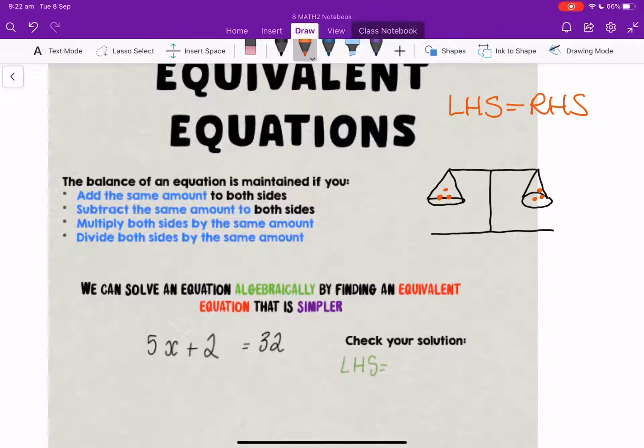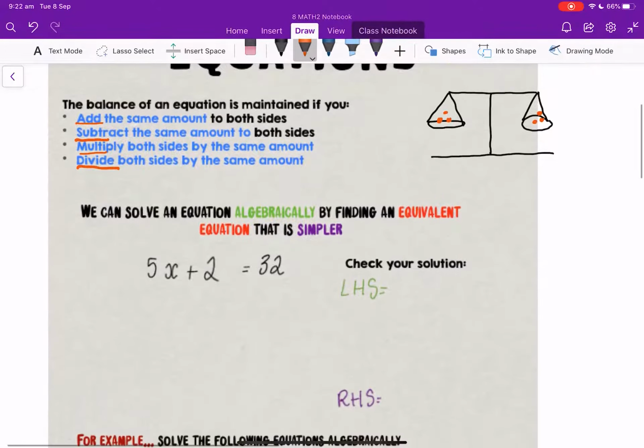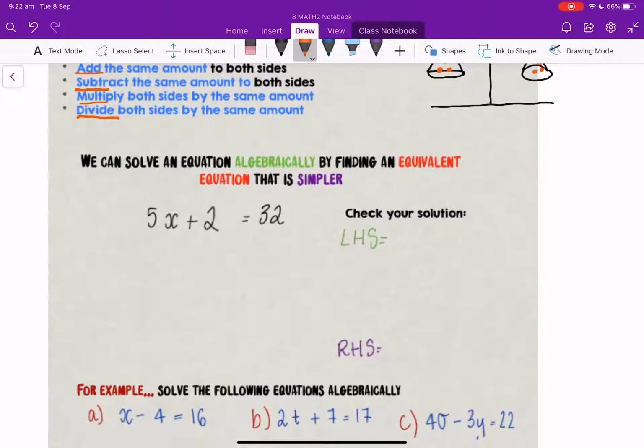So the way we can do this is by adding the same amount to both sides, subtracting the same amount to both sides, multiplying by the same amount by both sides, or dividing both sides by the same amount, okay? Now we can solve an equation algebraically, okay, by finding an equivalent equation that is simpler, and I'll show you what that means. So right now I've got 5x plus 2 equals 32.